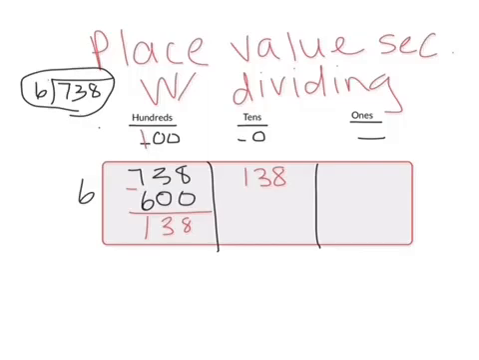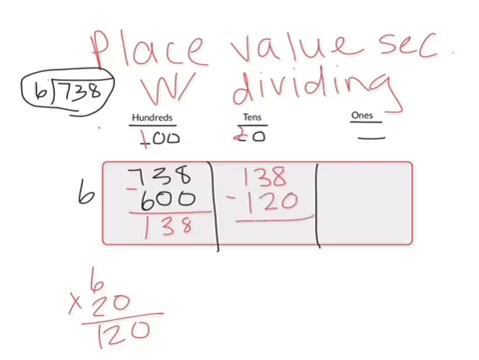So if we took 6 times 30, we would get 180. That is too big, so we know it has to be smaller than 30. Let's try 6 times 20. 6 times 20 would be 120. It's smaller than 138, but it's still close to 138. So we know that this number here has to be a 2. And then we're going to subtract that partial product from 138, and we would get 18.